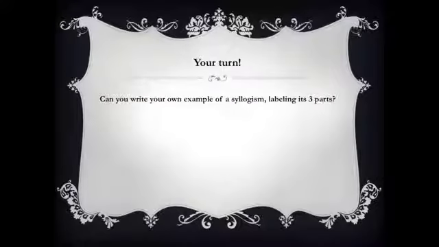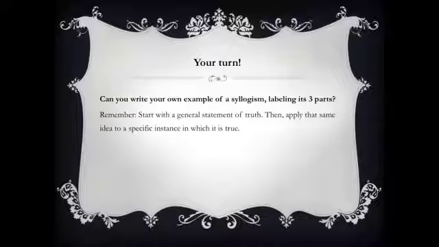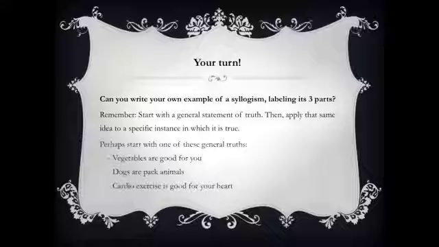So your turn! Can you write your own example of a syllogism, labeling its 3 parts? Try that, if you will. It's not graded, obviously. I won't actually know if you did or not. But the thing to remember with a syllogism is to start with a general statement of truth. Then apply that same idea to a specific instance in which that truth is true.